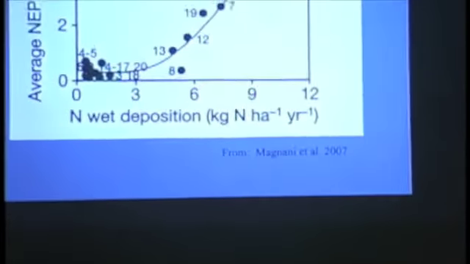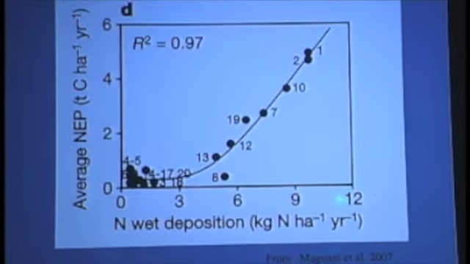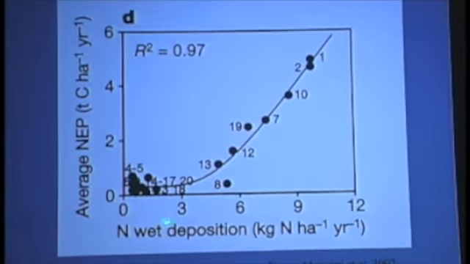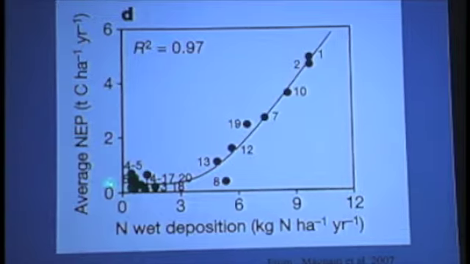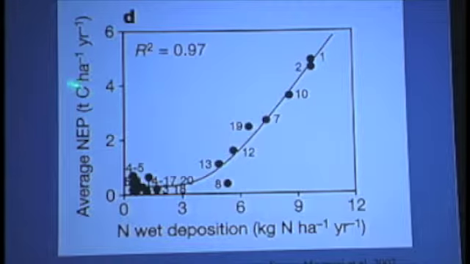There's some interesting paper, Magnani, that came out a couple of years ago in Nature that showed for a suite of forests across Europe that the amount of nitrogen being deposited from the atmosphere, as measured in often nothing more sophisticated than a bottle and funnel, the amount of nitrogen deposited seemed to be related to the growth of the forest receiving it. This was net ecosystem production, carbon uptake in forests as a function of their nitrogen deposition.